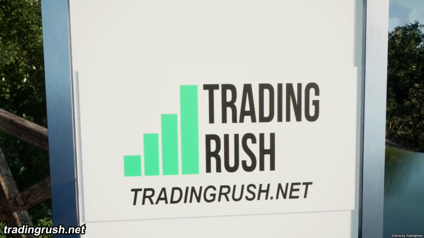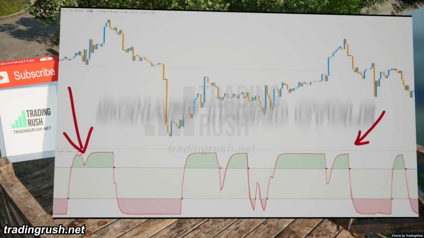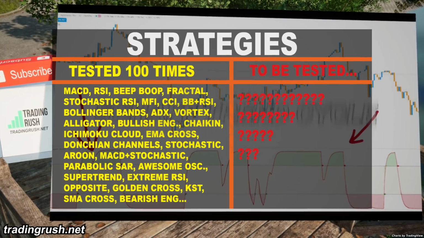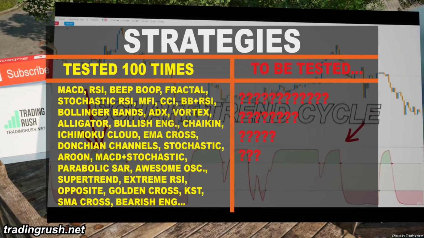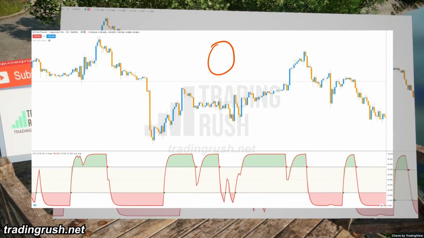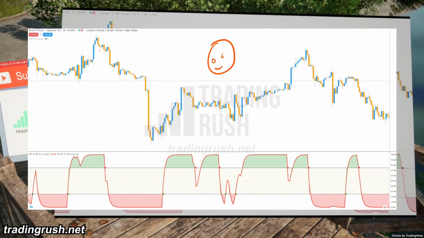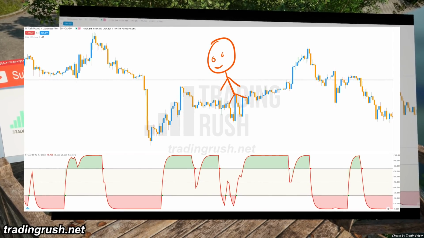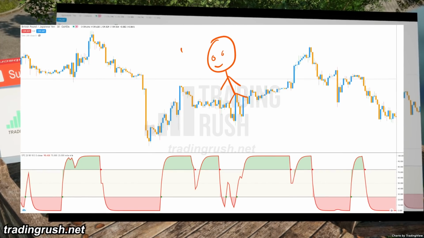This is the shaft trend cycle, and it is said that this indicator will react faster than the MACD indicator. MACD was one of the best indicators we have tested 100 times on the Trading Rush channel, and the shaft trend cycle challenges it. Will it really work? Can shaft trend cycle trading strategy make you more money in trading?